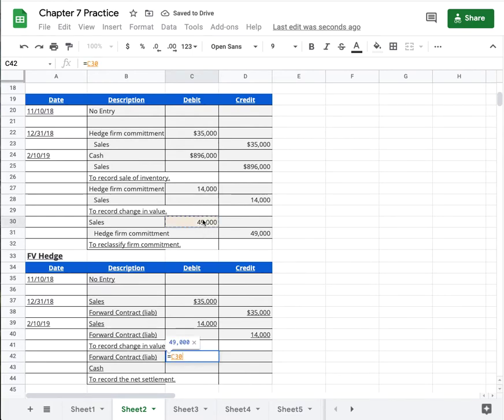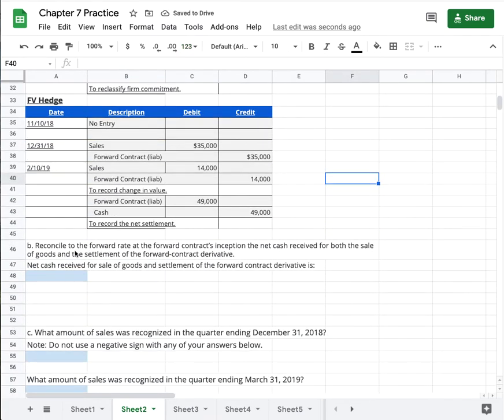I'm just going to reference this $49,000 since it's in our same screen. Get rid of these underlines really quickly because it's making me crazy. And indent our credits. Okay. Then, so we have our journal entries done.